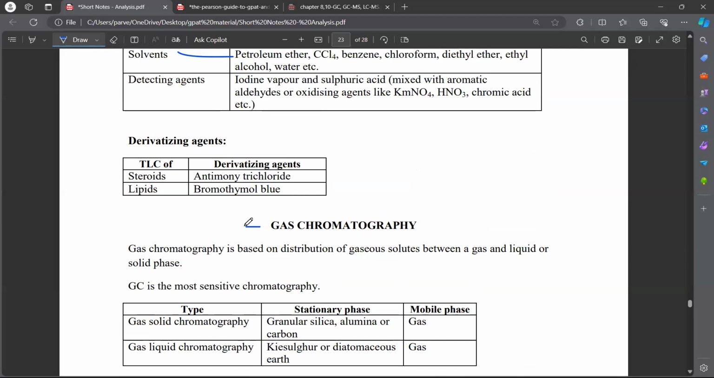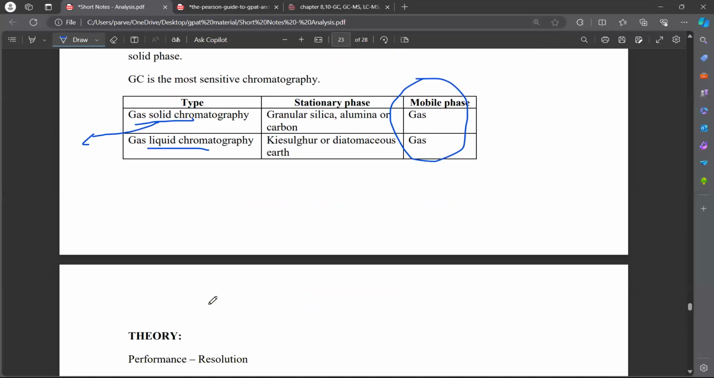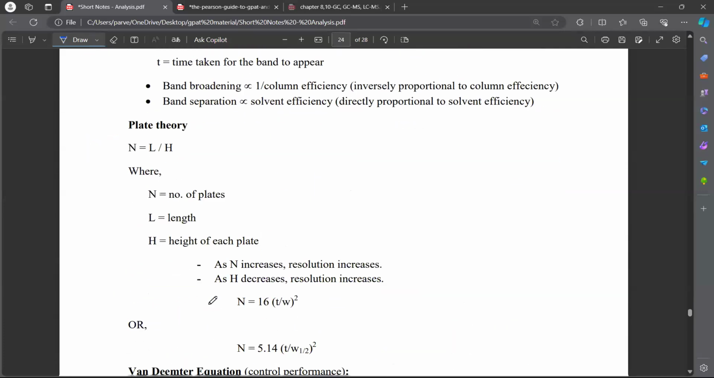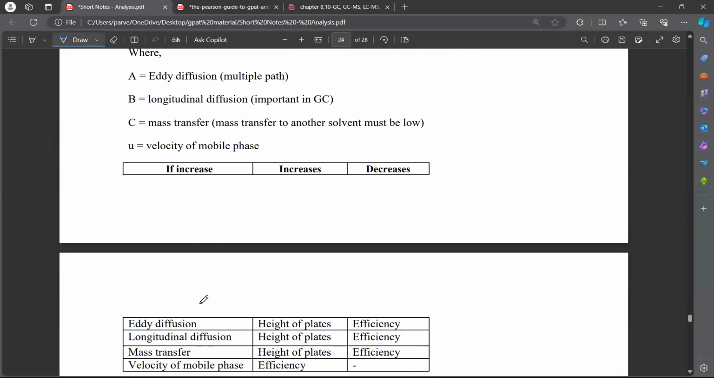Thermostable, great, guys. So basically, gas chromatography can be of two types: gas solid chromatography and gas liquid chromatography. In both cases, the mobile phase remains the same, gas, but in gas solid chromatography the principle is adsorption, while in gas liquid chromatography the principle is partition. So basically, these are the differences.